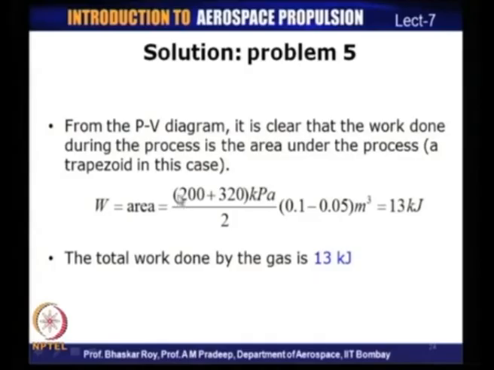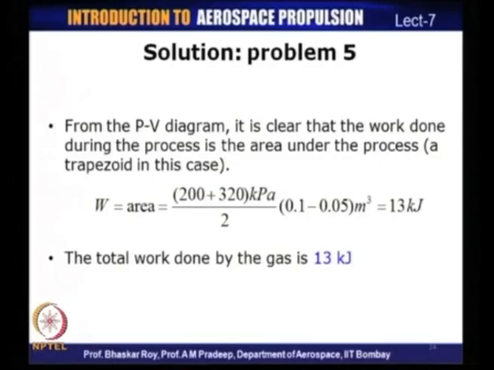In this case, the end points are pressures and volumes. So, it will basically be equal to 200, which is the initial pressure, plus 320, the final pressure, divided by 2, multiplied by the difference in the volumes, 0.1 minus 0.05. Therefore, if you calculate this, the total work done during this process will be equal to 13 kilojoules. Well, this is not the only way you can solve it.